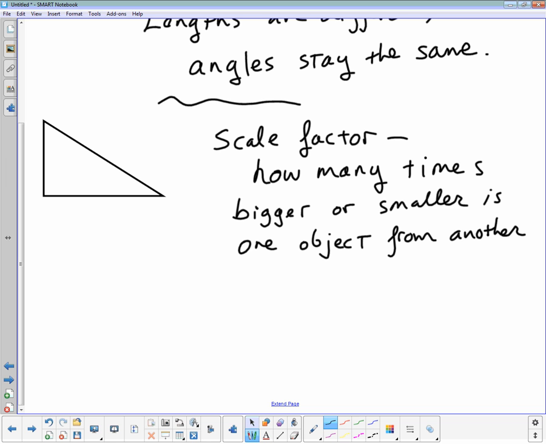So if I said that two objects were similar to one another, then I know that if one of them is 3 times bigger than the other, all of the parts are 3 times bigger. Every piece of those shapes is exactly the same number of times bigger or smaller. So for example, if I wanted to find the scale factor, let's do this shape.